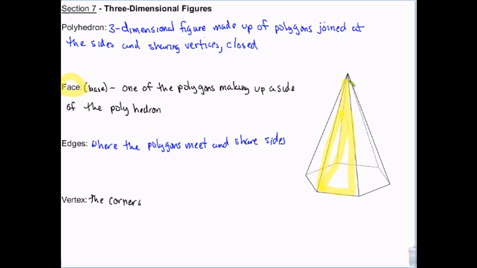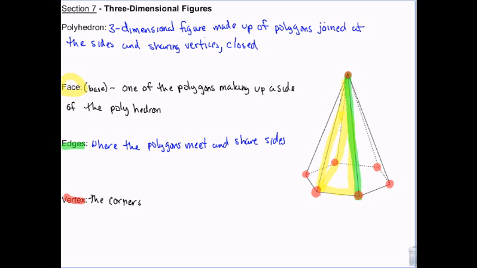The edges are the lines where two sides share an edge. I mean, that kind of makes sense, right? And then the vertices are all of the corners. So all the points. Edges.